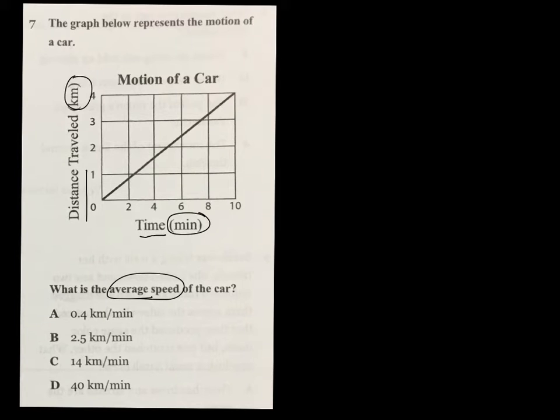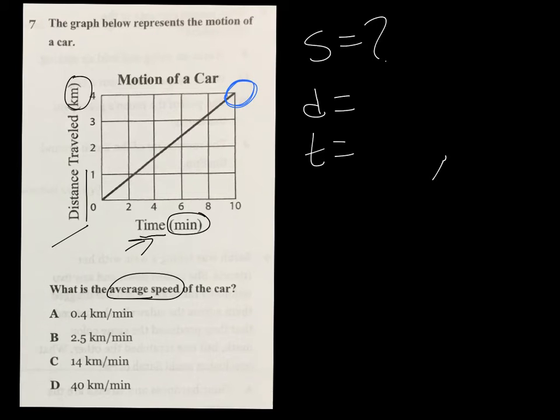Alright, so we've talked about this before. If it's asking for speed, we know it's S equals question mark, because we don't know what that is yet. Now we know we have distance here, so we have d equals something, and then we have time here, so we have t equals something. So we have a lot of different points here. Which one do we use to get the average speed when using this graph? Great job. We're going to focus right there in that spot.